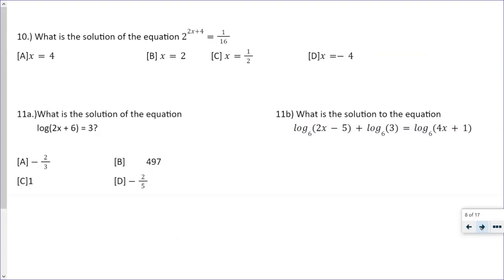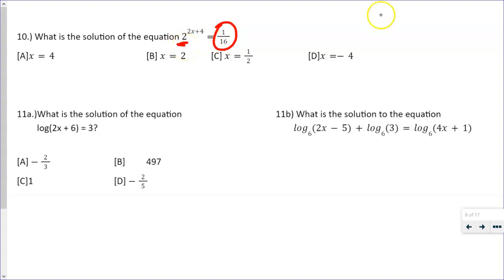All right, question 10. All right, for question 10, what is the solution of the equation? All right, so again, we are going to turn it into a log, but we can also use an exponential property if we would like and convert the right side of 1/16 to have the same base as 2. I don't know if you guys remember that, okay?